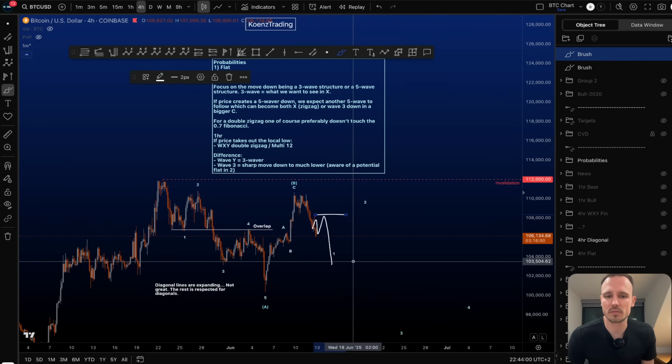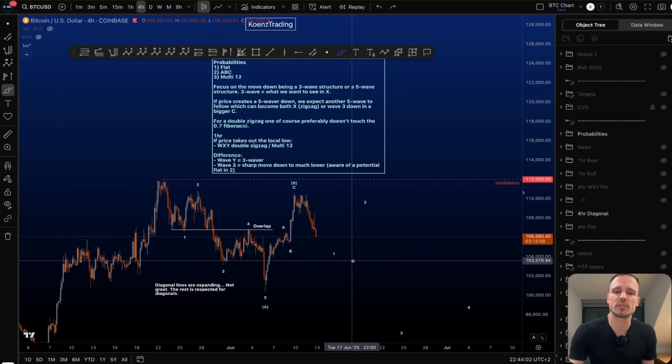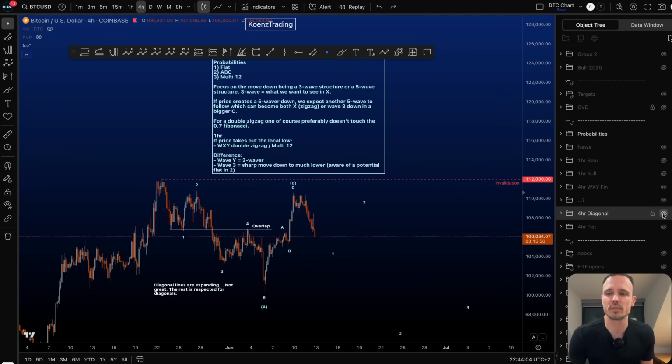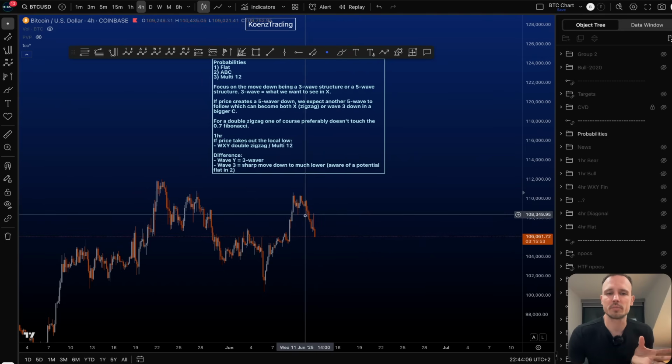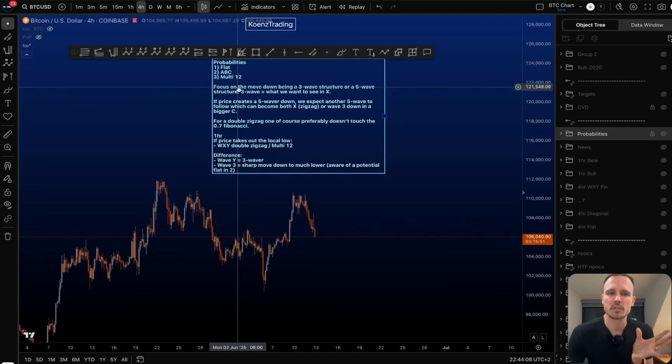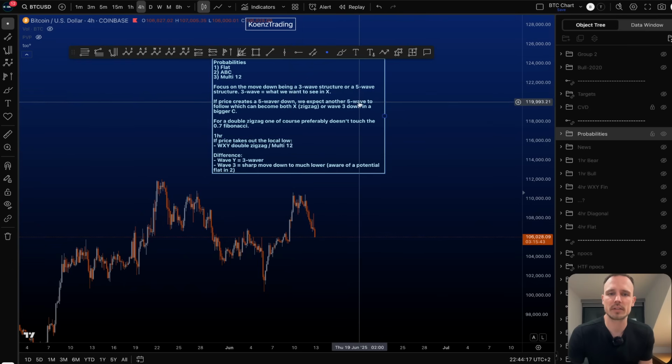But if this becomes a flat, look for price to move down. You don't want to change the market structure later, right? So you need price to move towards the downside impulsively. That is very, very important. It's about the local structure. So focus on the move down being a 3-wave structure or a 5-wave structure. 3-wave is what we want to see in X, 5-wave in a bearish scenario. If price creates a 5-wave down, we expect more lower prices to come.